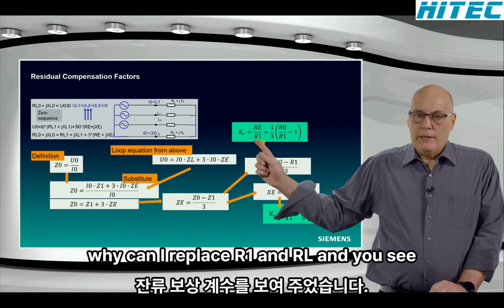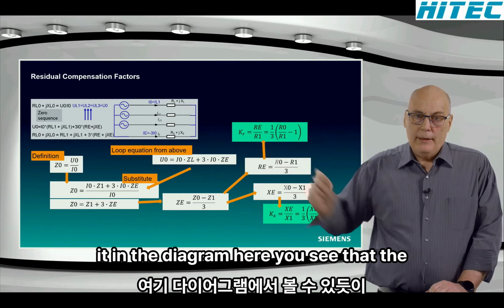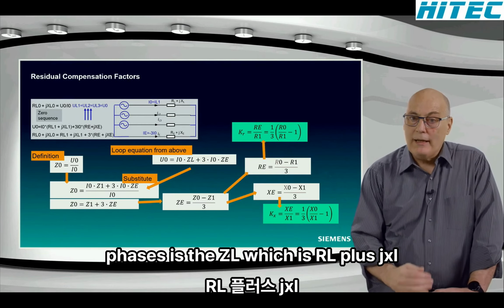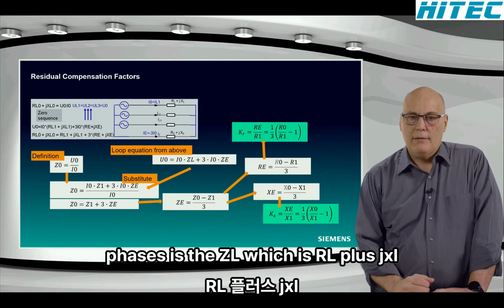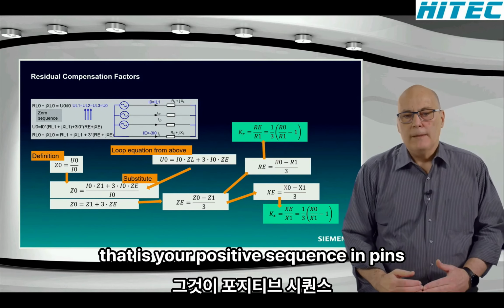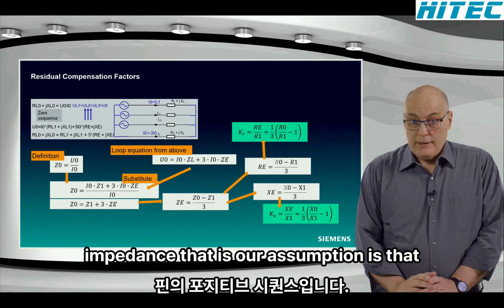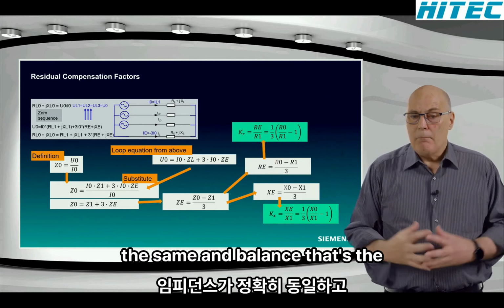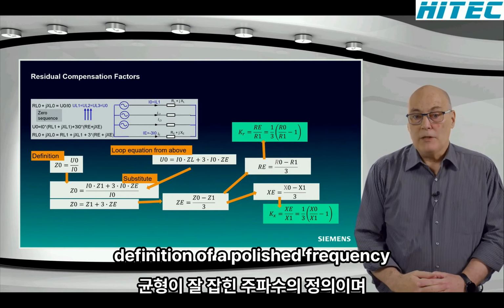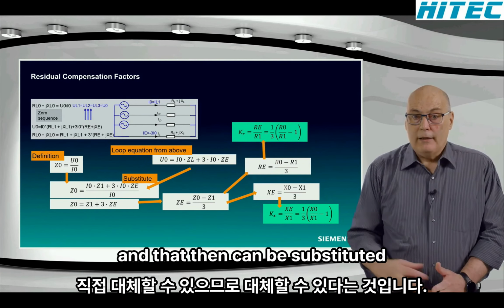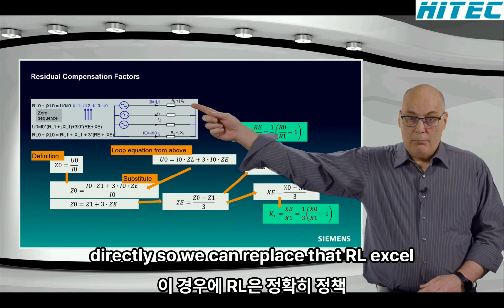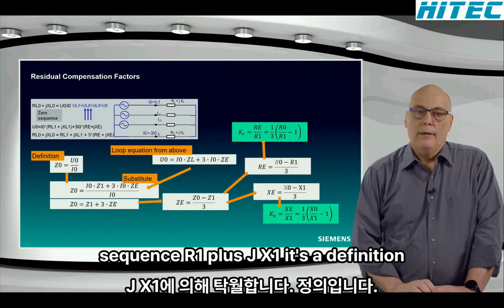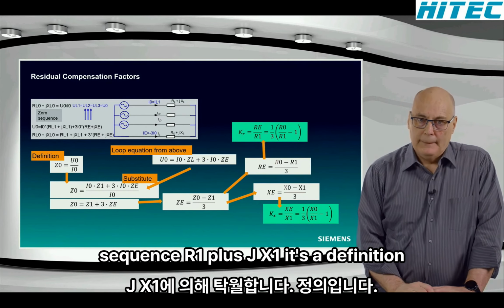Why can I replace RL with R1? And you see it in the diagram here. You see that the impedance, as it is shown in the three phases there, is the ZL, which is RL plus jXL. That is your positive sequence impedance. For it to be a positive sequence impedance, our assumption is that those three phase impedances are exactly the same and balanced. That's the definition of a positive sequence impedance, and that then can be substituted directly. So we can replace that RL, XL, in this case exactly, by the positive sequence R1 plus jX1, the definition.